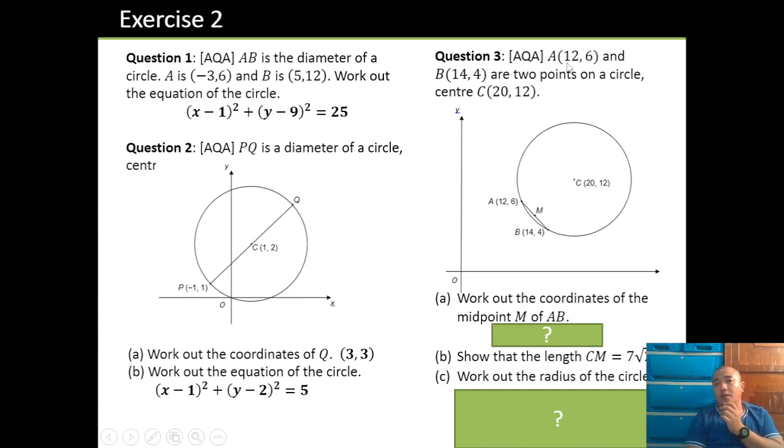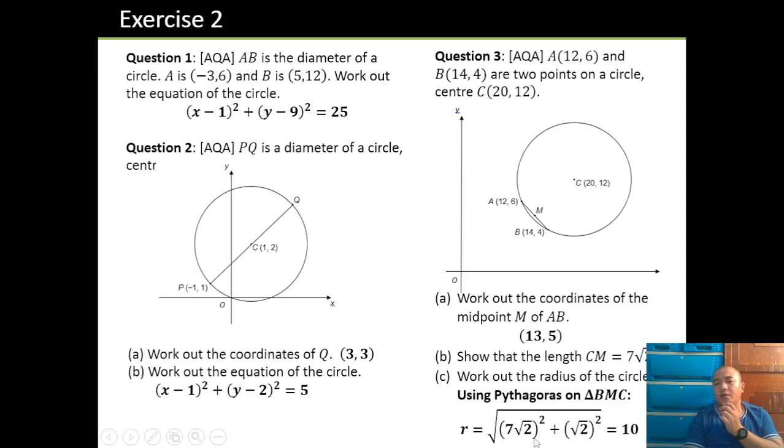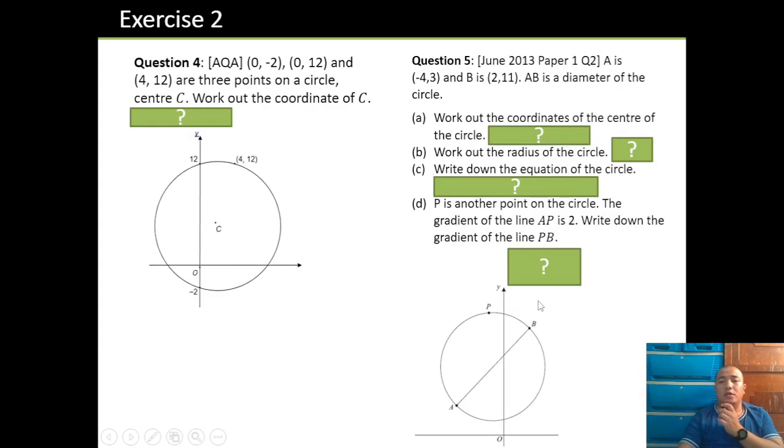Next, A (12, 6) and B (14, 4) are two points on the circle, center at (20, 12). What are the coordinates of the midpoint M of AB? (13, 5). Yes, midpoint lang yan. Show that the length of CM is 7 square root of 2. So, using the Pythagoras theorem, the square root of (7 square root of 2)² plus (square root of 2)² is equal to 10. Yes, 10 is the radius.